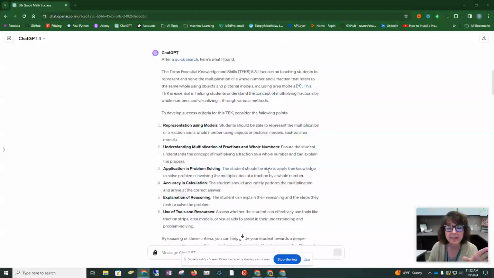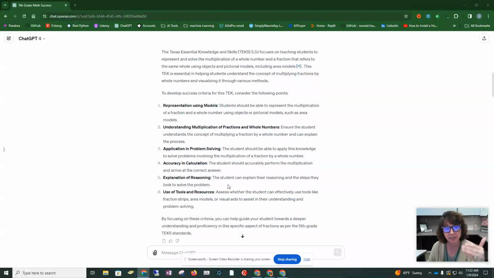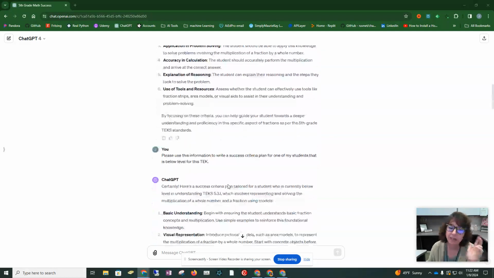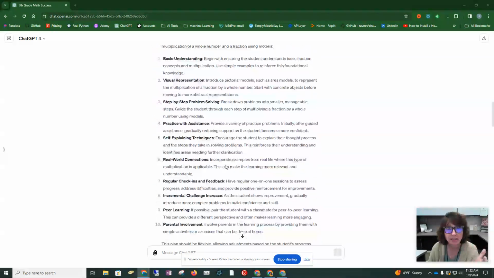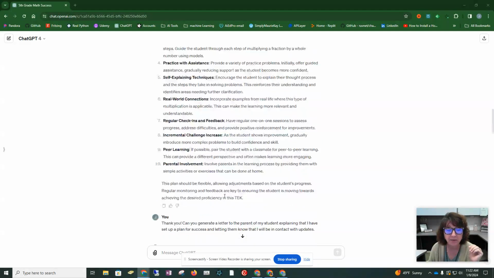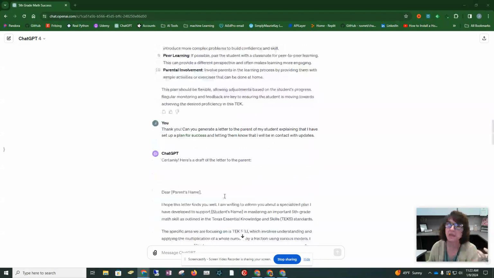Then it went in and said, here's 6 things that you can do that's measurable as a success criteria. Then I was like, hey, I want you to know that the student is actually below grade level. Absolutely. It took it and it's like, here's 10 things that I can do to write up a success criteria.